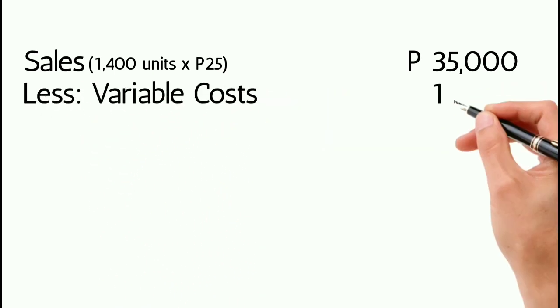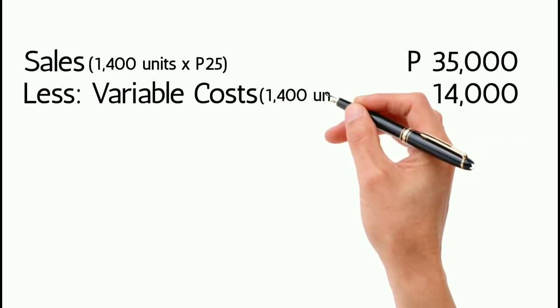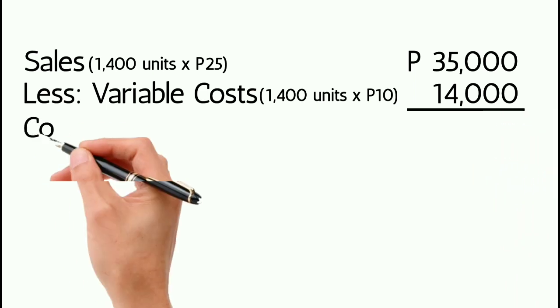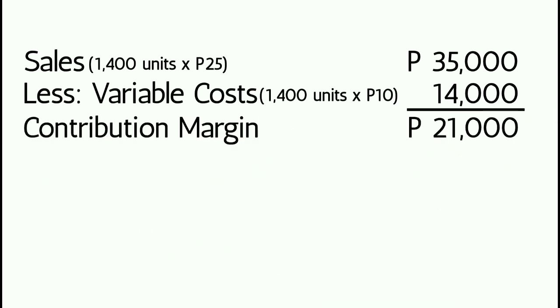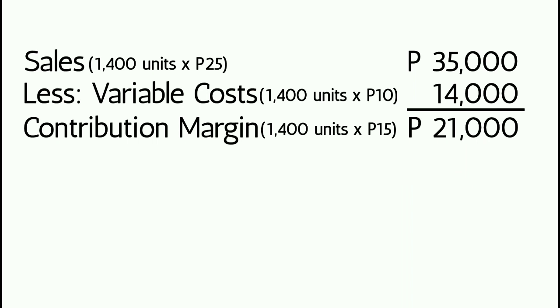Ima-minus natin yung variable cost na 14,000 pesos. That is 1,400 units times yung variable cost per unit na 10 pesos. 35,000 pesos minus 14,000 pesos, that is equal to 21,000 pesos. And that is the contribution margin. You can also compute for the contribution margin by getting the product of 1,400 units and 15 pesos.